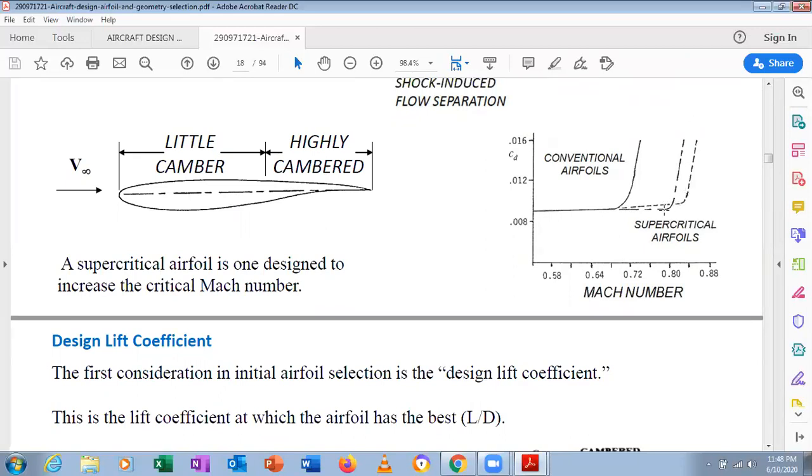You can see the coefficient of drag versus Mach number. For conventional airfoils the maximum will go over 0.8, understood? It will be beyond it. That is called the supercritical airfoil. Why are we using a supercritical airfoil? To increase the critical Mach number.